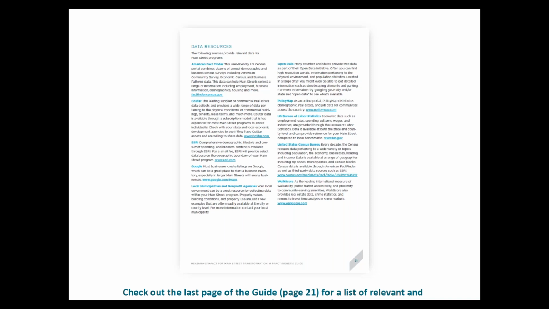American Fact Finder is a really user-friendly census portal that you can gain a lot of information about your community or your downtown. CoStar is the leading commercial real estate data collector. This is the most expensive on the list. This is typically a subscription model that doesn't always work with Main Street budgets, but a lot of times you might find that your local municipality or local economic development agency has a license to CoStar, and they'll be able to pull vacancy, asking rent, a whole bunch of different types of commercial real estate information.